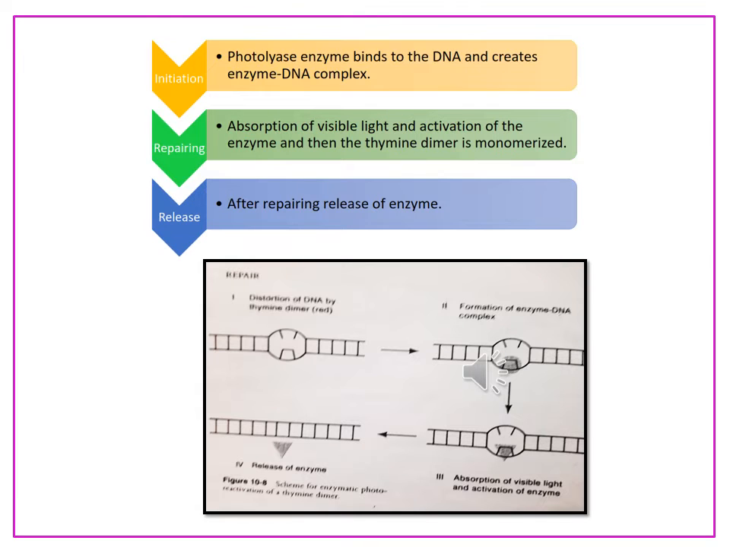Photoreactivation proceeds by three steps: initiation, repairing, and release. In initiation, the photolyase enzyme binds to the DNA and creates an enzyme-DNA complex. Then in the repairing step, once visible light is absorbed and the enzyme is activated, the thymine dimer is monomerized. Finally, after the repair, the enzyme is released.